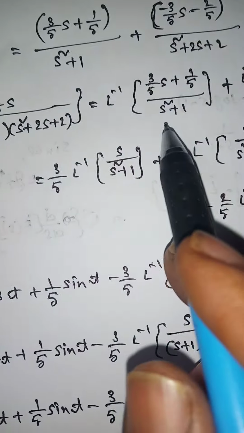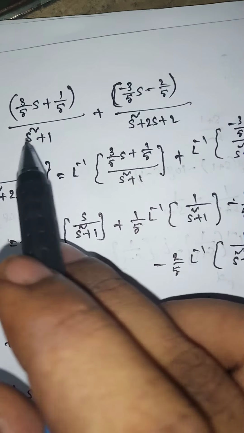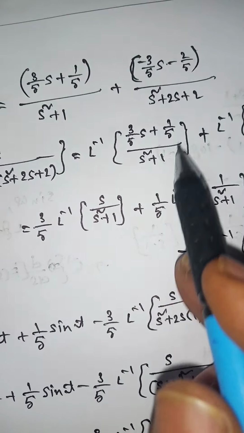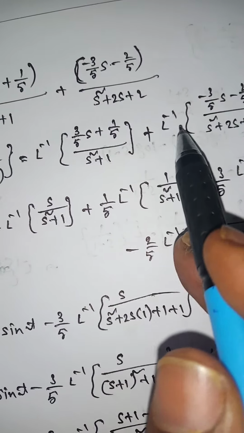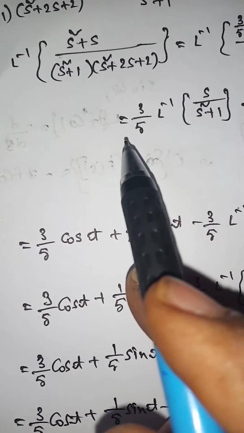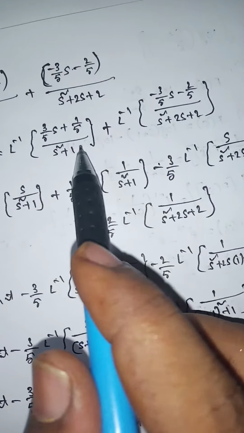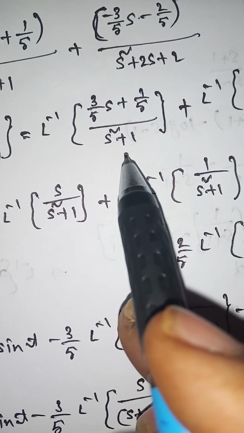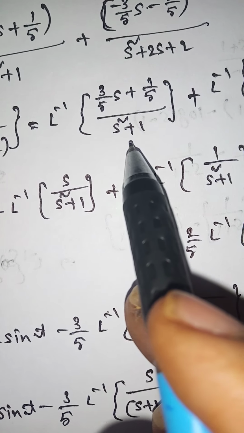L inverse of these 2 terms means convert into 2 L inverses: L inverse of this plus L inverse of this. And now I am going to continue this. Again, it is 2 terms by a single term: this one by this one plus this one by this one.